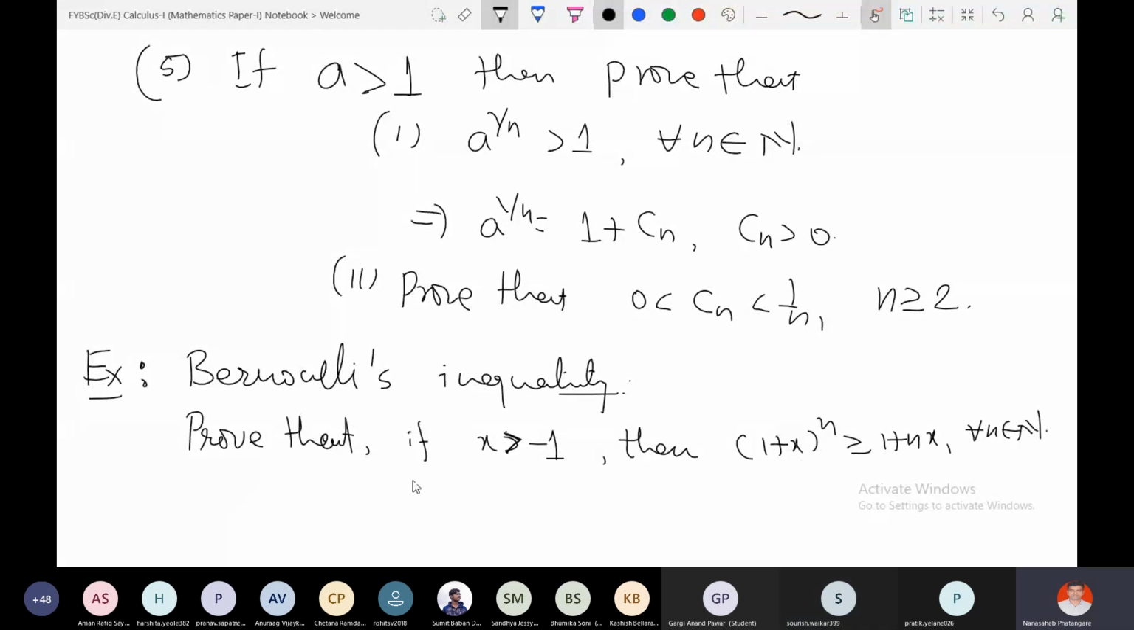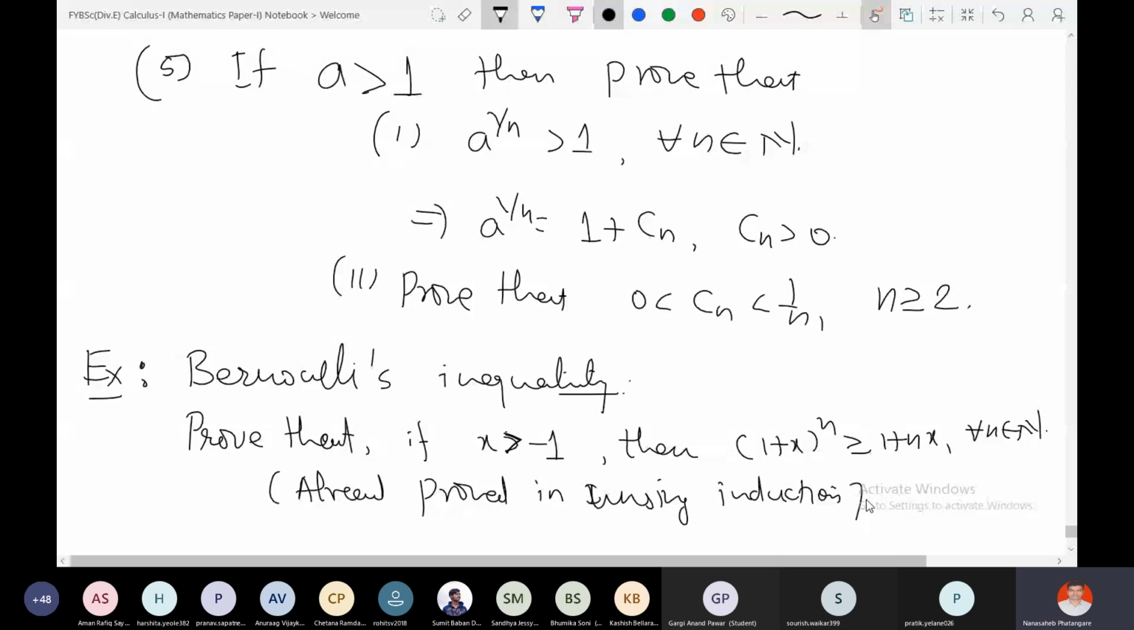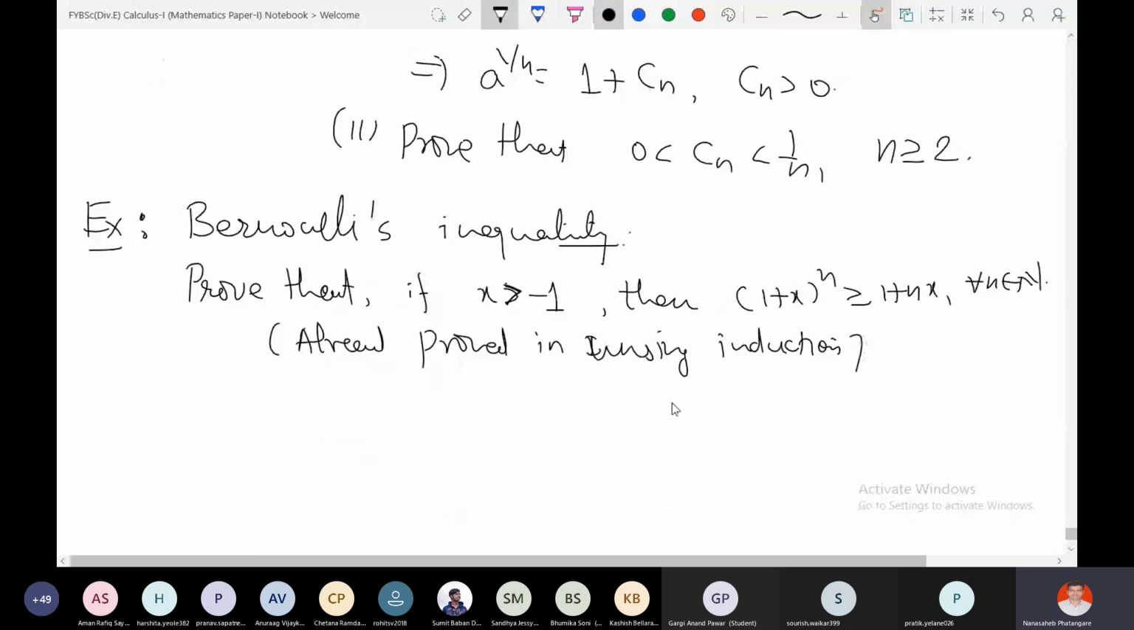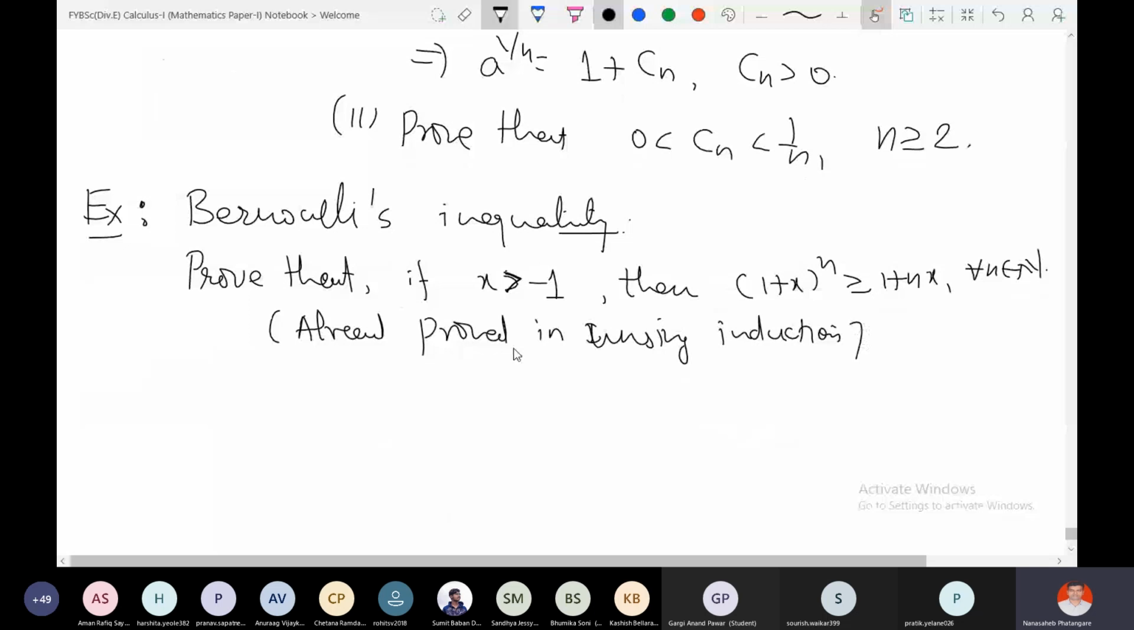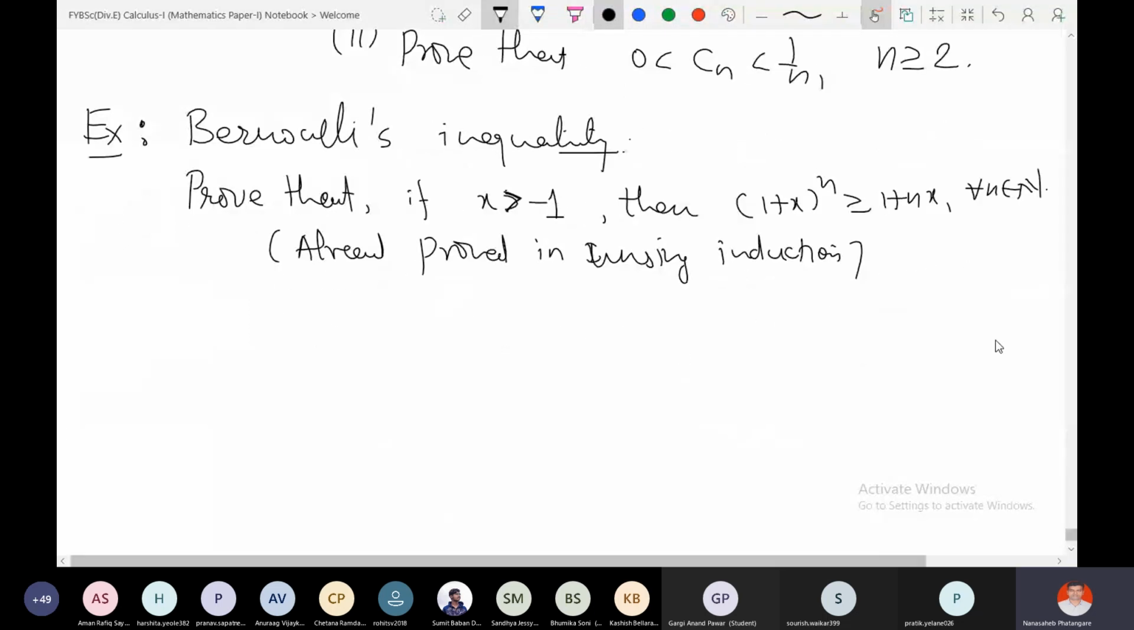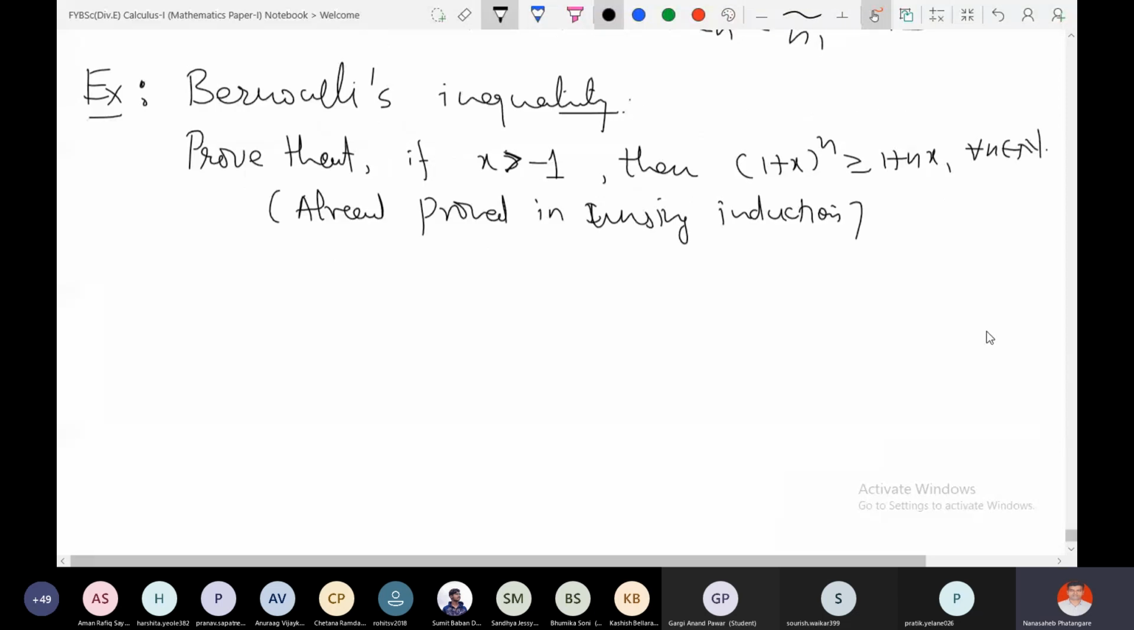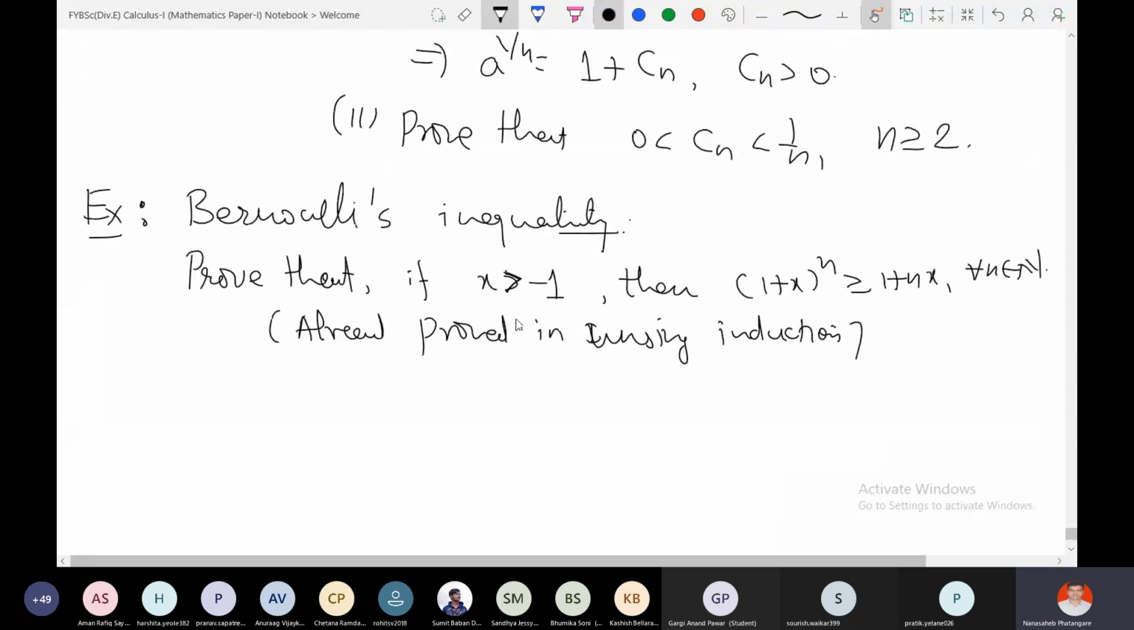And this we have already proved in some previous sessions using induction. So (1 plus x) raised to n is always greater than or equal to 1 plus nx. You should write down the proof again, right? The proof is just to use induction.